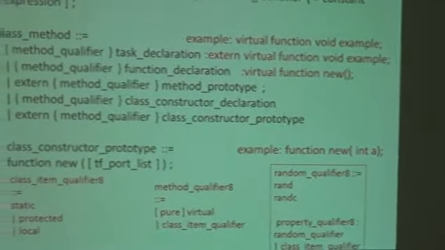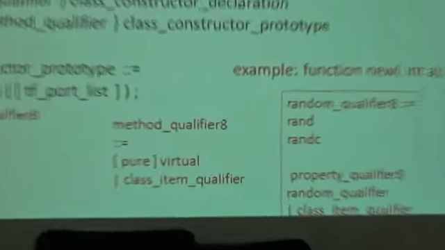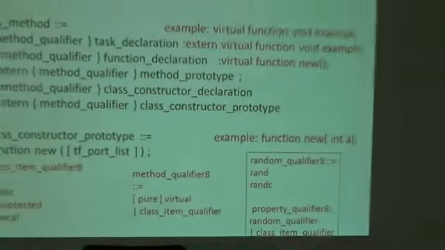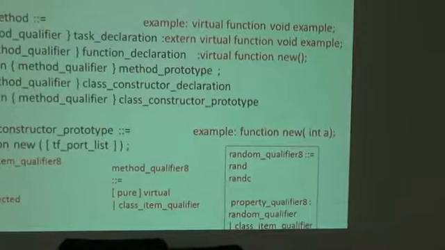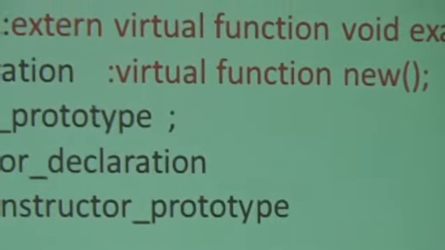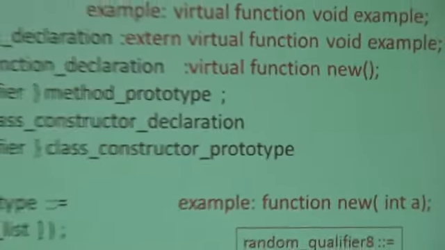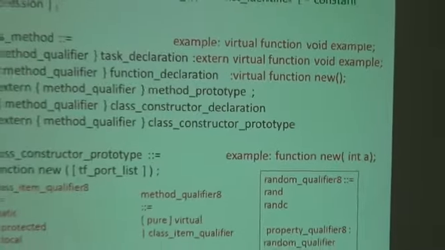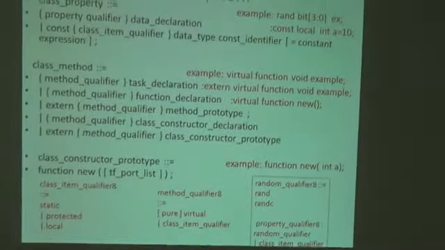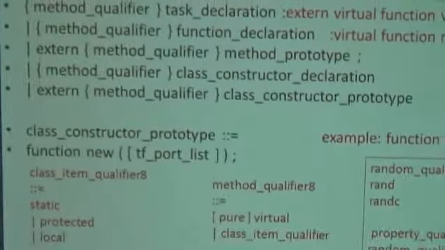You have seen here what the method qualifiers are. Method qualifiers are virtual, so I have written it as virtual function new. Here virtual means method qualifier and function new means the constructor declaration. In this manner we will define the class method syntax.